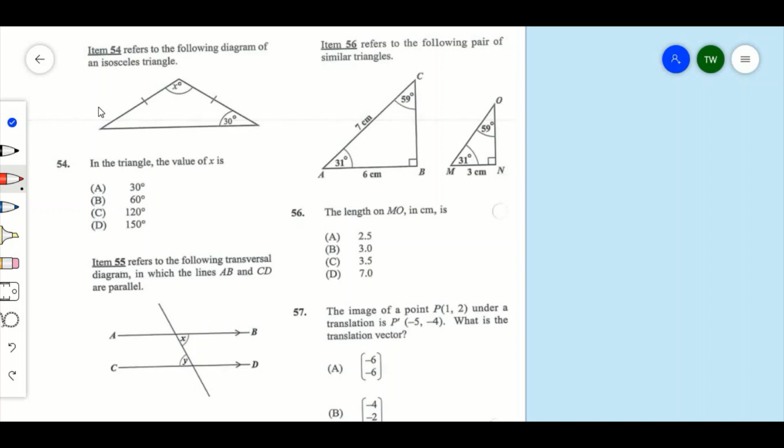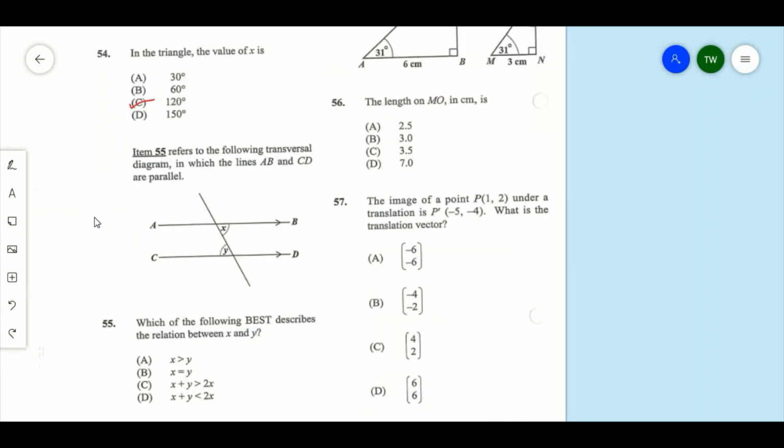Item 54 refers to the following diagram of an isosceles triangle, right? In the triangle, the value of x is... now an isosceles triangle has two equal sides and two equal angles. So this angle here is 30, which means that this angle here is also 30 degrees. Now, the sum of the interior angles in any triangle adds up to 180 degrees. So here we have 30 degrees plus another 30 degrees, that's going to give us 60 degrees. So therefore, 60 plus what value gives us 180 degrees? That's going to be 120 degrees. So x is 120. So our answer is going to be C.